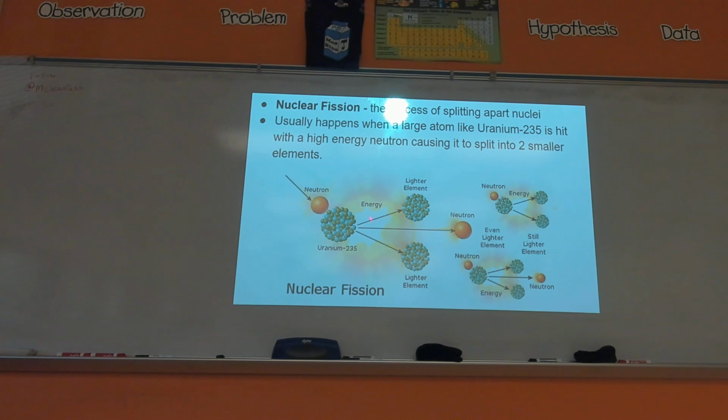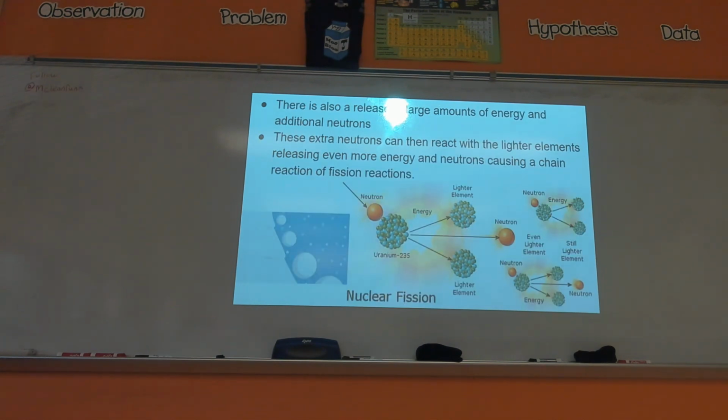Now then, once you do this reaction, you'll create these lighter elements, but you also are then going to create more neutrons. And so then this neutron here can then react with the lighter elements from the first fission reaction, along with other uranium-235 atoms. And so in other words, this becomes like a snowball effect, where as these neutrons hit these lighter elements, they keep releasing energy.